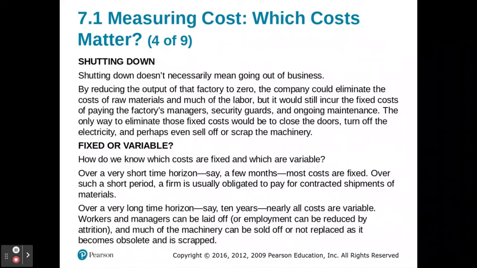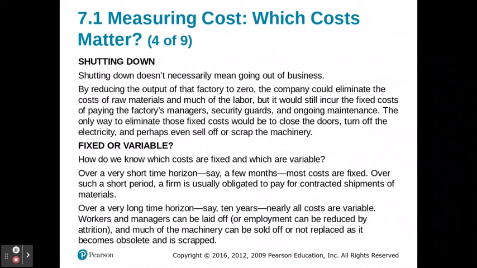When we think of what it means for a firm to shut down, basically it means that if they stop active operations, that's how they'll reduce their variable costs down to zero. The only way that they could get all of their costs down to zero, including the fixed costs, would be to basically go out of business.